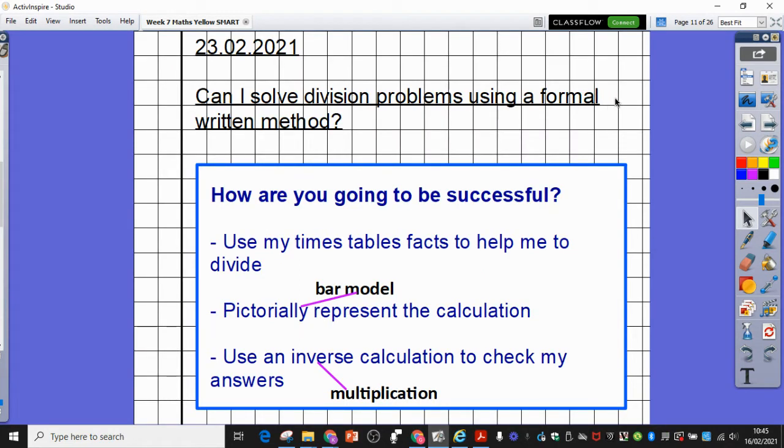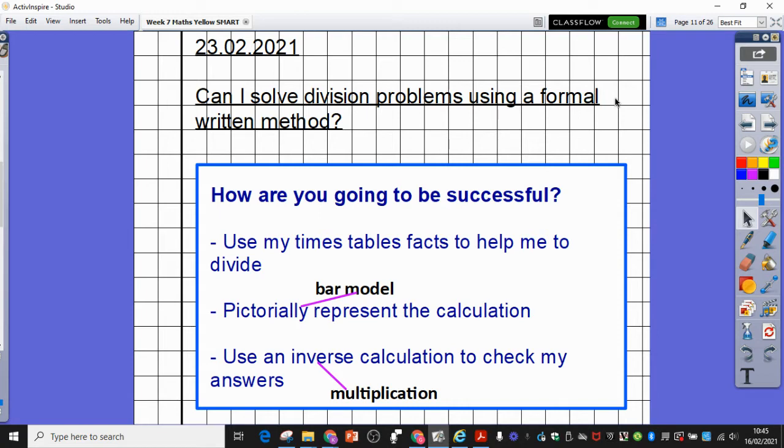Okay, Yellow Group. So again, as I've already said, today is Tuesday the 23rd. Today we are still concentrating on division, but we're looking at solving division problems using a formal written method. Now, again, we did this in the autumn term, so we're just recapping on what we did then, just to keep it fresh in your memory.